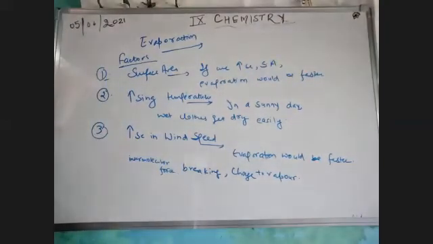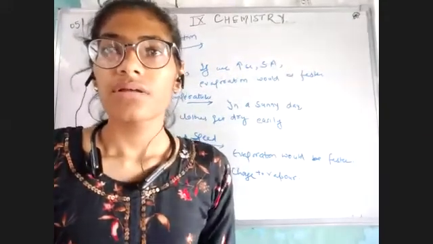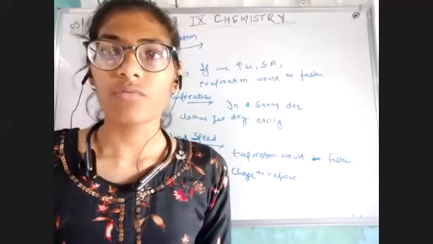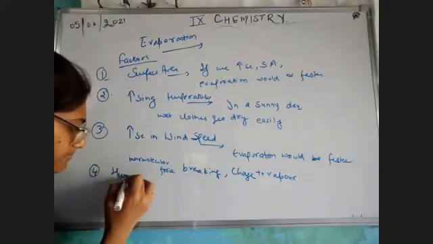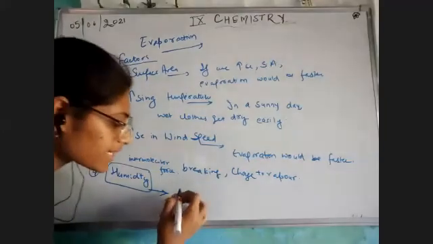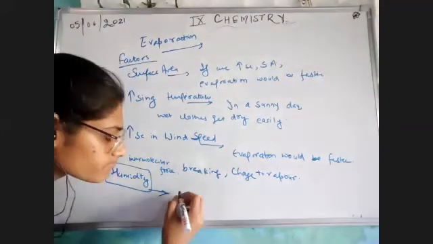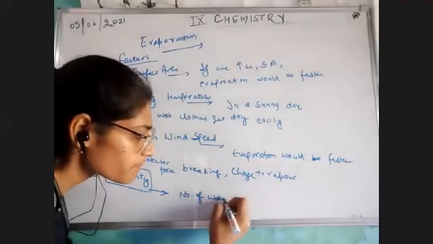All right. Another factor we are left with is humidity. We will see that humidity also, and then we will just wrap up the class. The next question, the last one, is humidity. Now, humidity is something which represents the number of water particles in the atmosphere.